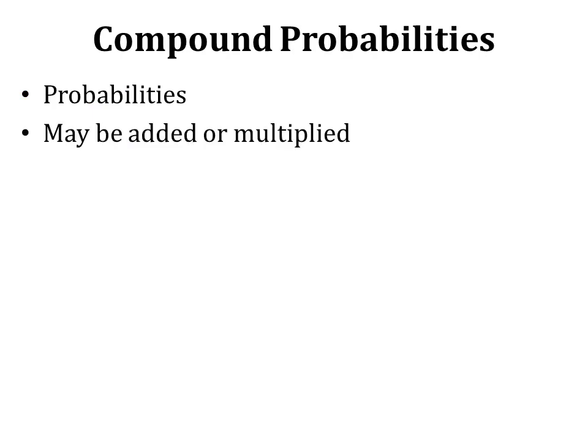Compound probabilities. Probabilities may be added or multiplied. Previously we saw examples where we were calculating the probability of a single event or of a single outcome. Compound probabilities are also used in statistics, and this means that probabilities can be added or multiplied. If you want to calculate the probability of 2 consecutive events or 3 consecutive events, or the compound probability of more than one outcome, that can also be done. For that purpose, probabilities may be added or multiplied.